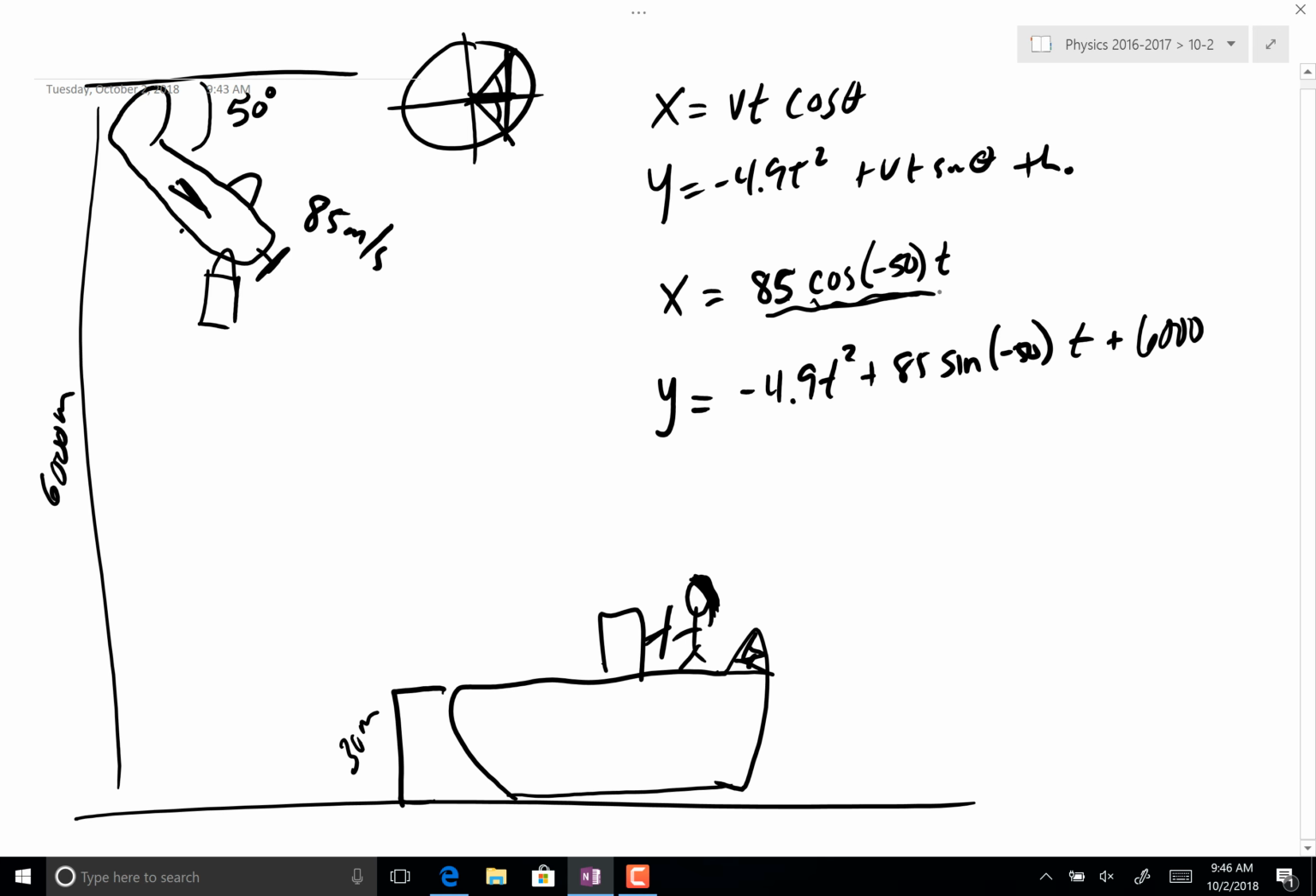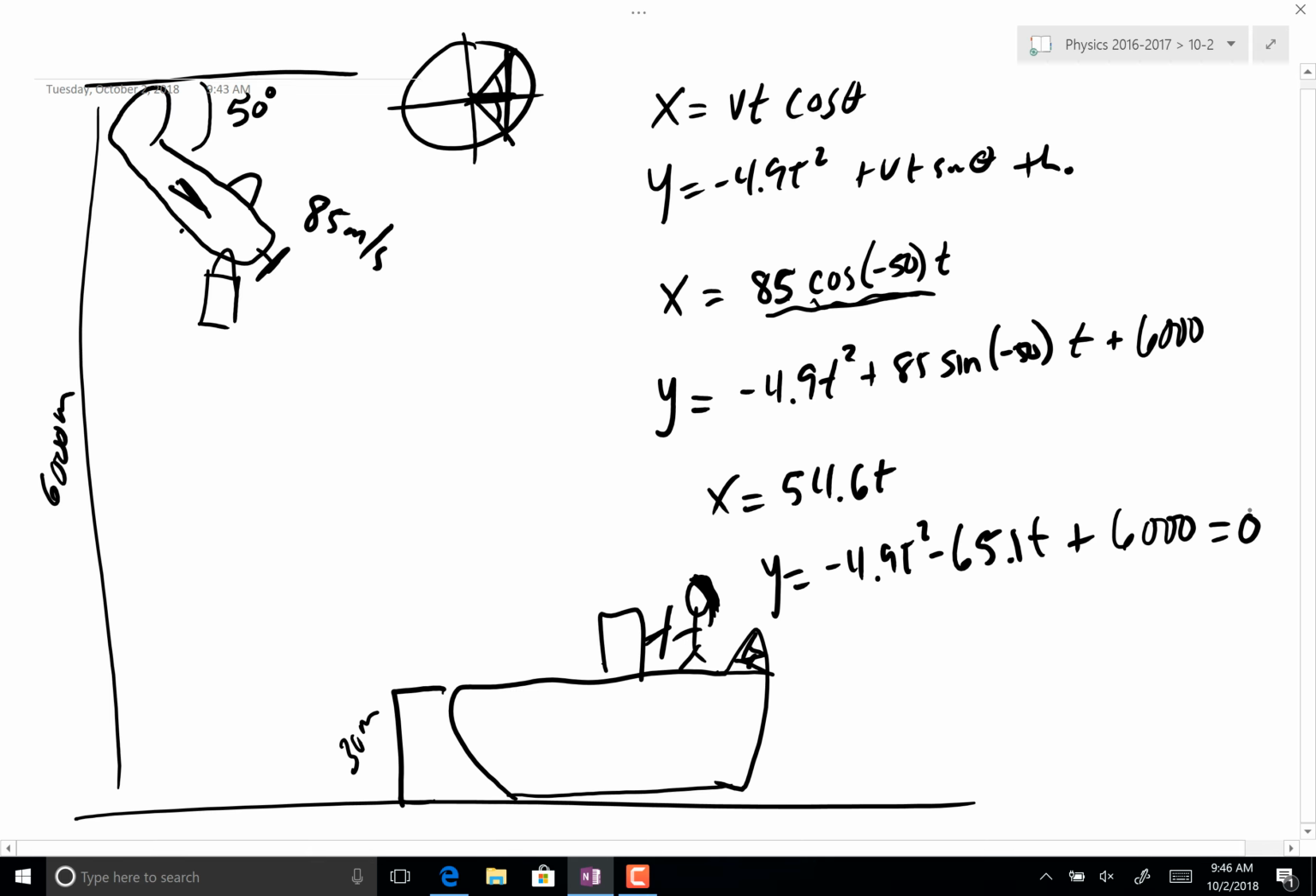What is this top one? X equals 85 times the cosine of 54.6 t. And then the other one is negative 4.9 t squared plus negative 65, oh yeah, minus 65 point what? t plus 6,000. And again, set it equal to 0. Find out when this hits the ground, please.